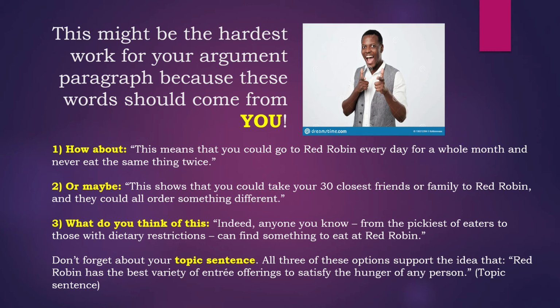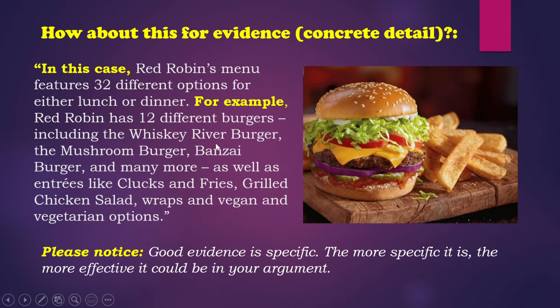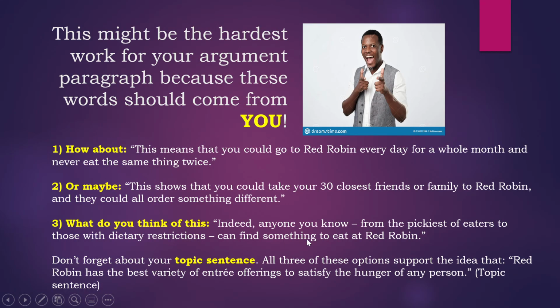All right, the third example of this commentary explanation. Indeed, anyone you know, from the pickiest of eaters to those with dietary restrictions, can find something to eat at Red Robin. Isn't that true? Because on the previous slide, we talked about all the burgers, but we also talked about some chicken options. We talked about wraps, and we said they even have vegan and vegetarian options, which means when I claim here that anyone with dietary restrictions, really even picky eaters, everyone can find something there to eat that they would enjoy, okay?